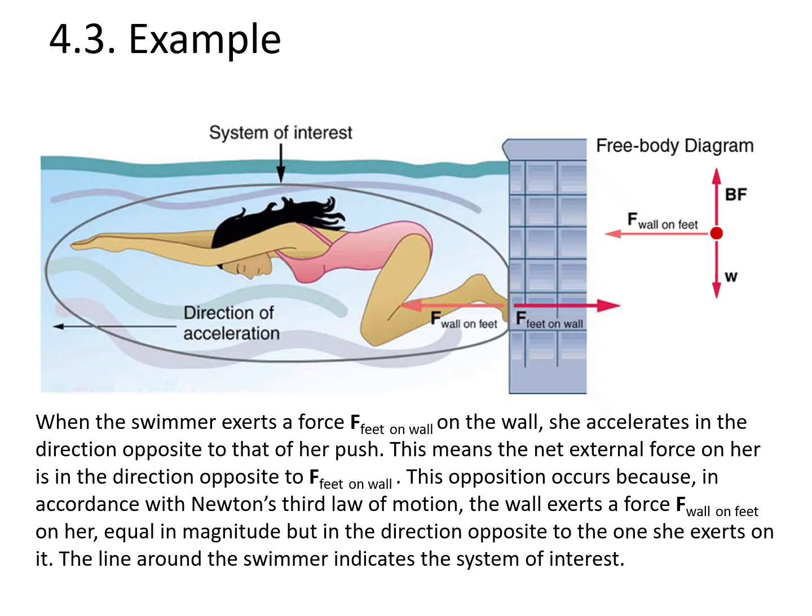The key is to identify the system of interest. If the swimmer is the system, the force from the wall on the swimmer is an external force that affects her motion.